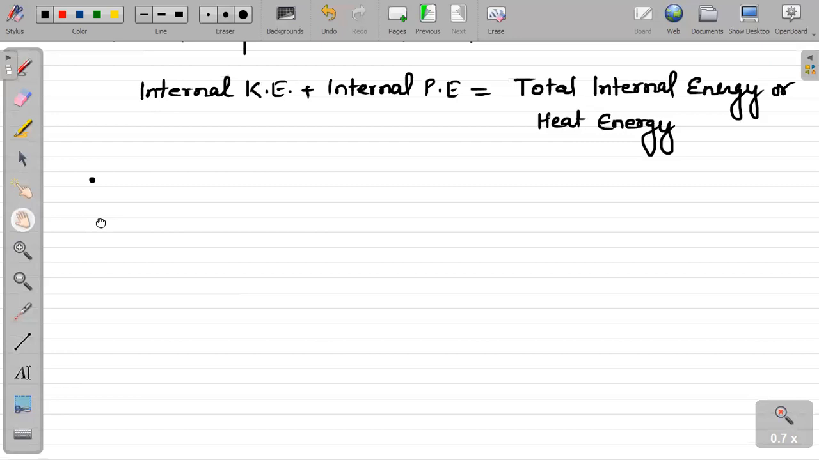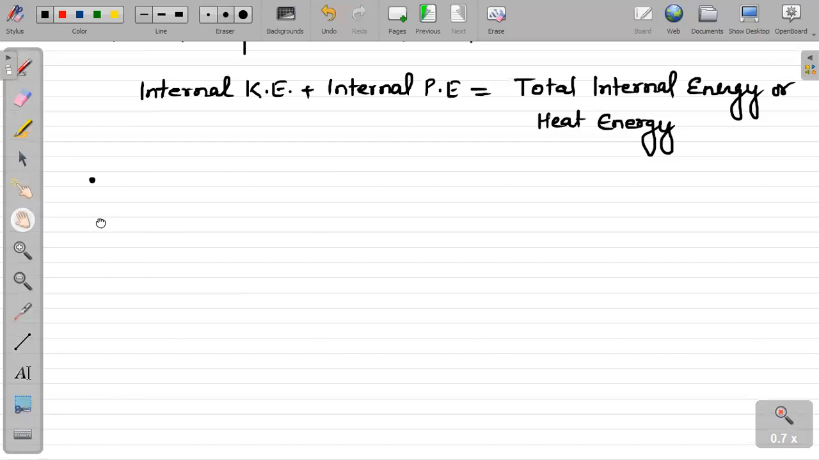ठीक है. B. Material of the body. Some materials rise to a high temperature while some to a low temperature even when the same quantity of heat is imparted to them. Reason: different materials have different specific heat capacity, that is, different amounts of heat are required to raise the temperature of unit mass by unit rise in temperature. Specific heat capacity S. ठीक है. S into M is heat capacity. S is called specific heat capacity.